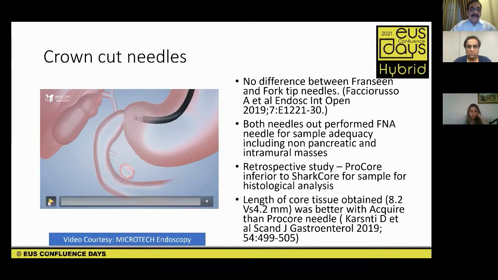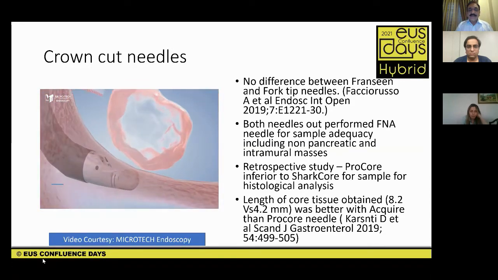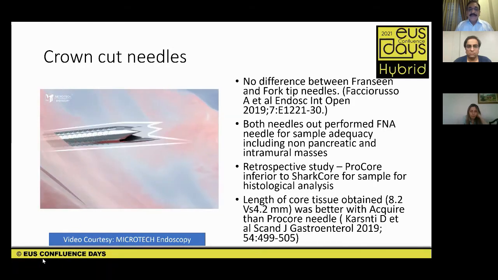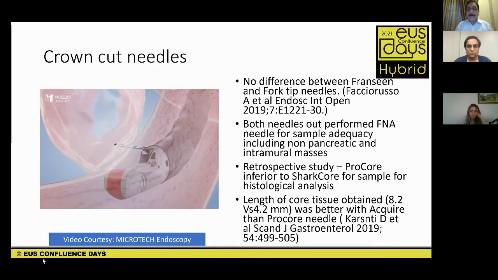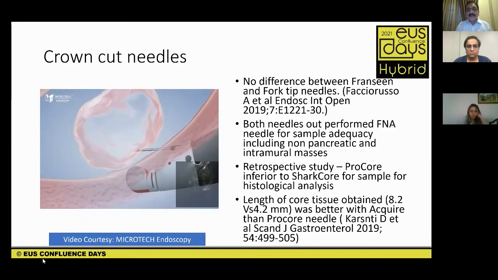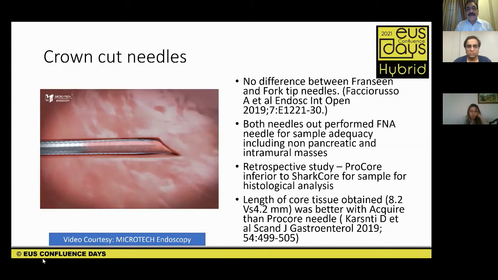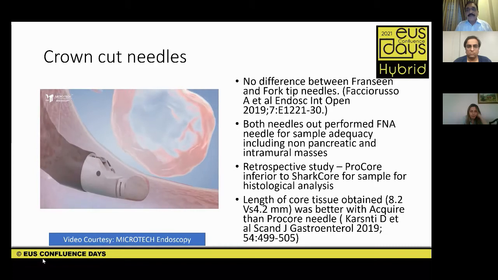How does the crown cut needle work? The basic difference is in the design of the tip of the needle. They puncture and cut through the core, and the core can be extracted out. When we look at the different types of crown cut needle, whether it's the fork tip needle or the Franseen needle, the difference in outcome has not been much. Both these needles performed superior to FNA in sample adequacy, both in pancreatic and non-pancreatic and intramural masses. When we compared the ProCore needle with the SharkCore needle for samples for histological analysis, the SharkCore or Acquire type of needle performed significantly superior to the ProCore needle. Not many studies are available to find the actual size of the core tissue obtained, but one study tells us there was a significantly higher size of the core tissue obtained, thereby giving better chances of special stains or molecular analysis in these circumstances.